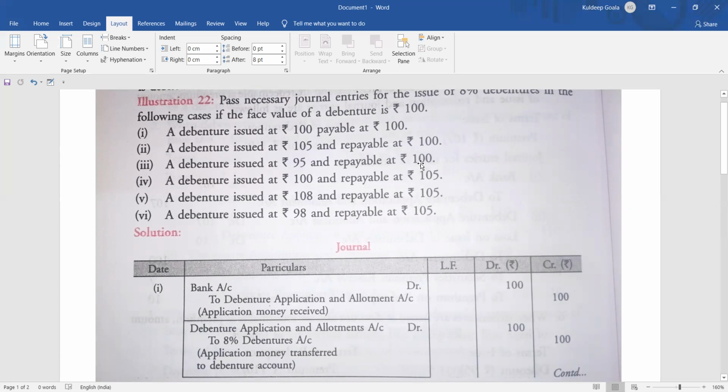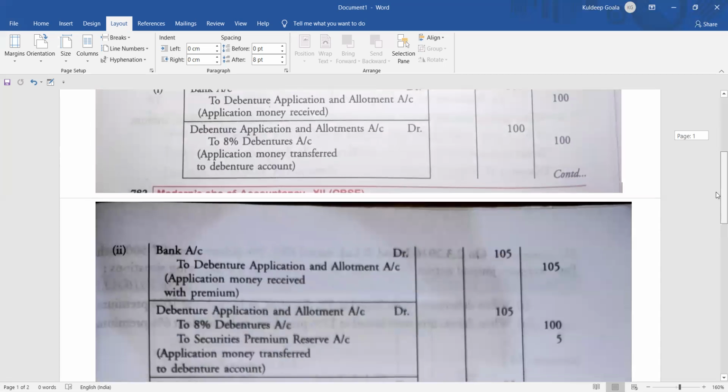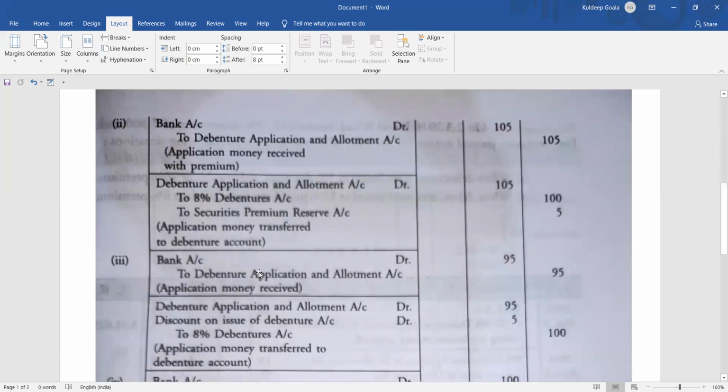If you repay at face value there is no profit and no loss, but there was a discount at the time of issue. So what will be the entry? At the time of receiving there will be no problem. You will receive 95 rupees. So bank account debit to debenture application allotment account 95 rupees. That will be the same. Bank account debit 95 rupees to debenture application allotment account 95 rupees. No problem in that.